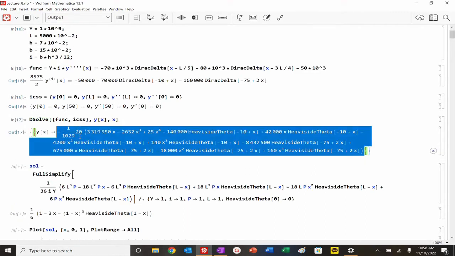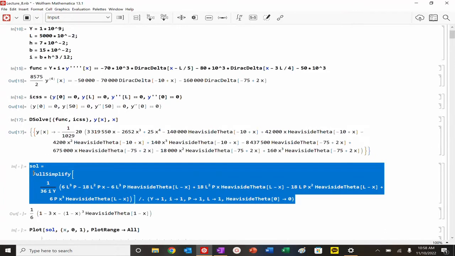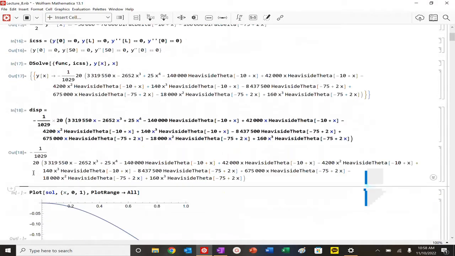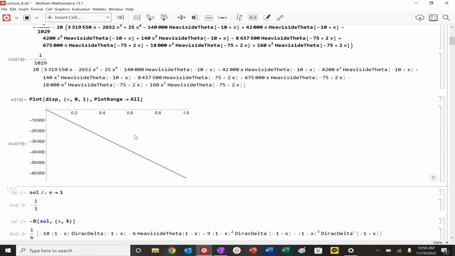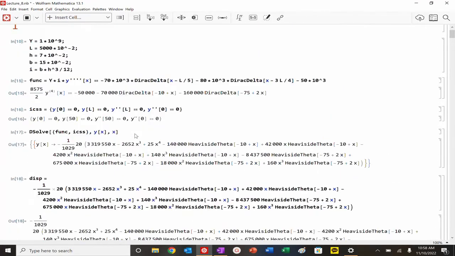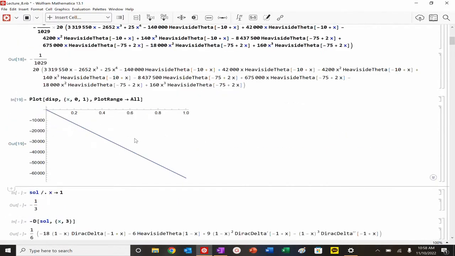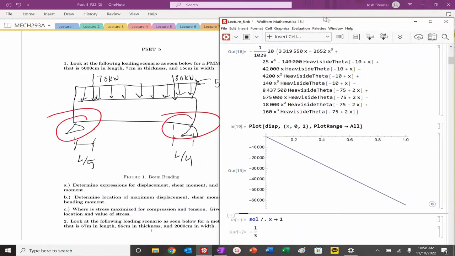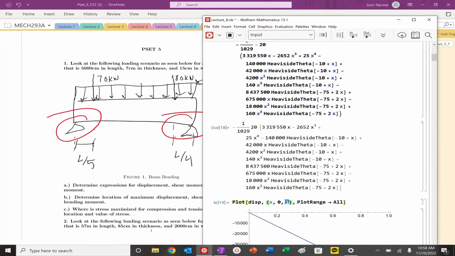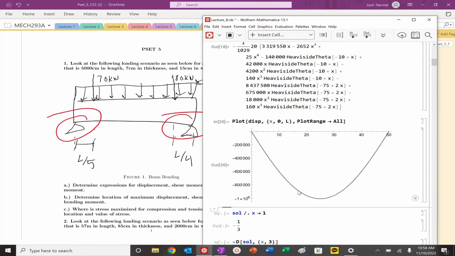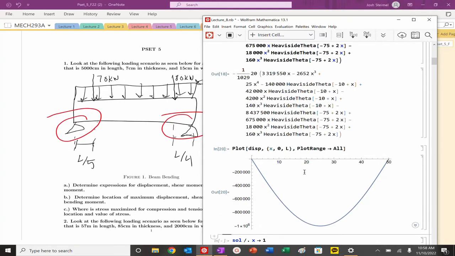Give me my dsolve. I'm going to call this my displacement, and I can look at my displacement here. We can see those values, so we've got our displacement. If we want to find the maximum displacement, we can solve for all those values. So you see that's the problem here. Let's plot from 0 to L. There we go, that looks much better. I was getting a little bit nervous.